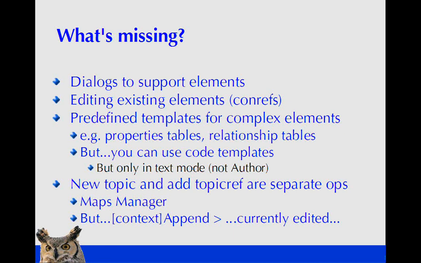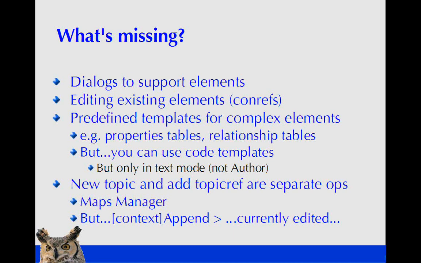Editing existing elements. When you've created an element, pretty much the way that you then modify it in oXygen is you go to the attribute editor and change the attributes. It would be nice in some cases to be able to bring up an editing dialog and actually then modify specific attributes and have things called out in a nice human-oriented interface. It would be really nice if there were a few more predefined templates for the complex elements, such as the properties table and relationship tables, but the upside here is you can create code templates and you can have things do just what you want there.